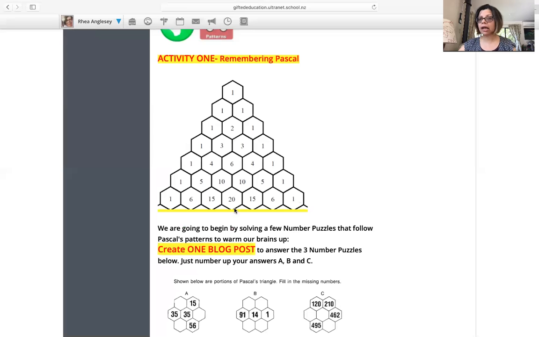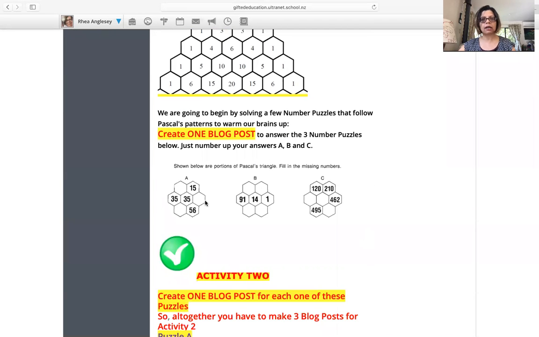Well, here is the triangle for you, completed up to a point. Over here, there are some excerpts or bits taken out, cut out of Pascal's triangle. So you have to create one blog post, just one, and then answer these puzzles. So puzzle A from Pascal's triangle, puzzle B from Pascal's triangle, and puzzle C from Pascal's triangle. So you just write A, B, and C. You can copy and paste like an image and annotate the image.